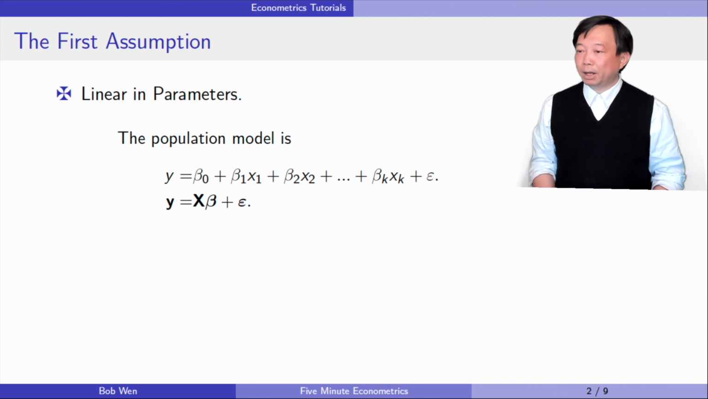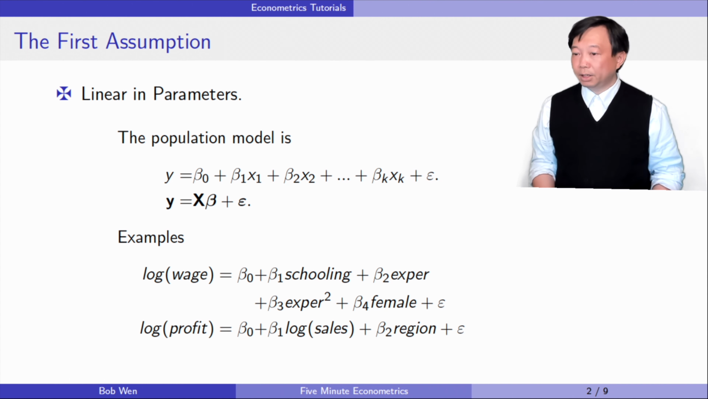This assumption implies that the betas cannot take the logarithmic or squared form. They should be in the level form. However, the variables in the model can take the logarithmic or squared form. In other words, some nonlinear relationships between variables are allowed in the model. For example, all of these models satisfy the linear in parameters assumption.